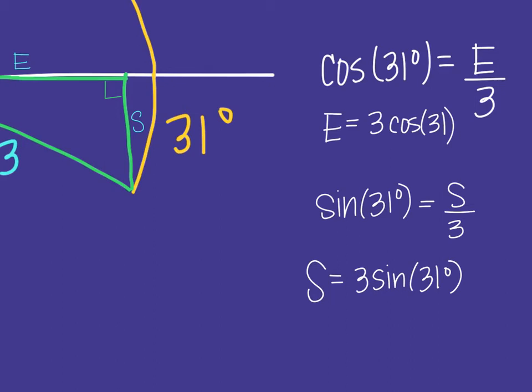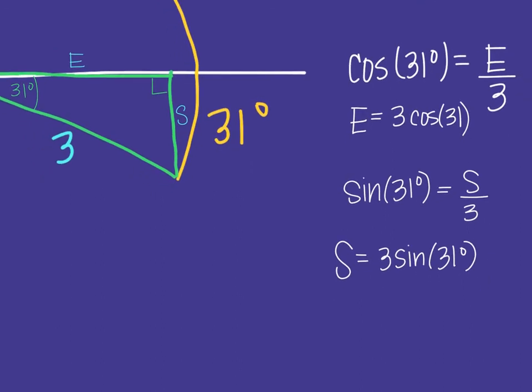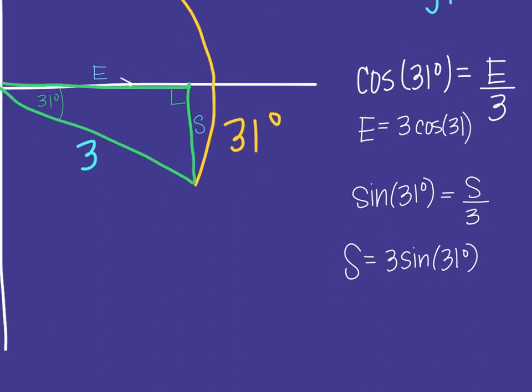So that's how you finish the reference triangle. You figure out the hypotenuse, and then you figure out the two sides based on their direction. Again, it's the direction that they're pointing in, the quadrant that they're in.